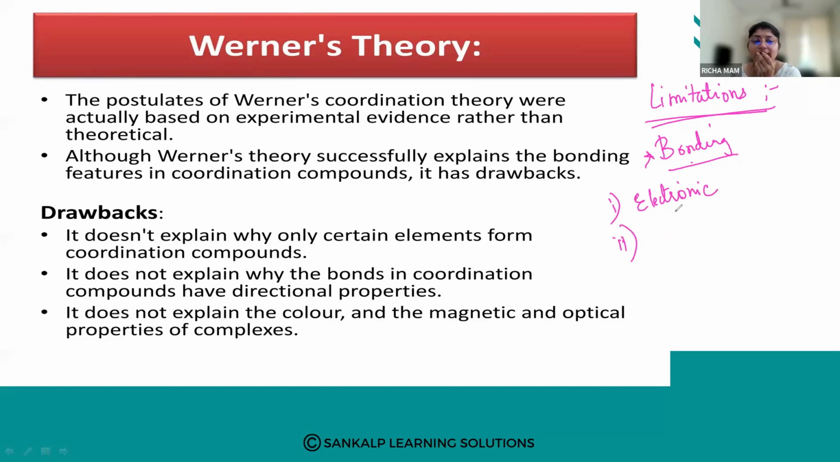Then it could not explain why secondary valencies are directional. We said that secondary valencies are directional, but it could not explain why only certain elements could form complexes, why only certain elements were forming coordination compounds, and why the secondary valencies are directional. Then the magnetic properties and the optical properties of the complexes could not be explained. It could not explain why the color of the complex is this, why the magnetic property is this, and what the optical property is. Then it could not explain how a ligand can satisfy both primary and secondary valency simultaneously.